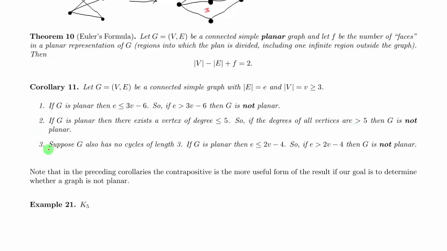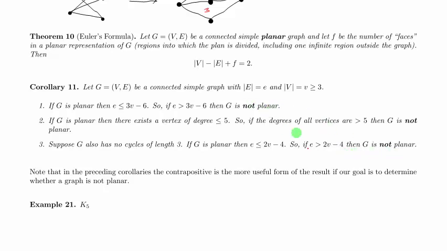And then finally, if G has no cycles of length 3, in addition to being simple and connected with 3 or more vertices, then if it's planar, the number of edges is going to be less than or equal to 2 times V minus 4. So we get a tighter bound than we had in part 1. Instead of 3V minus 6, we now have 2V minus 4. So given a graph where there are no cycles of length 3, if the number of edges is strictly greater than 2V minus 4, then we know that G is not planar.